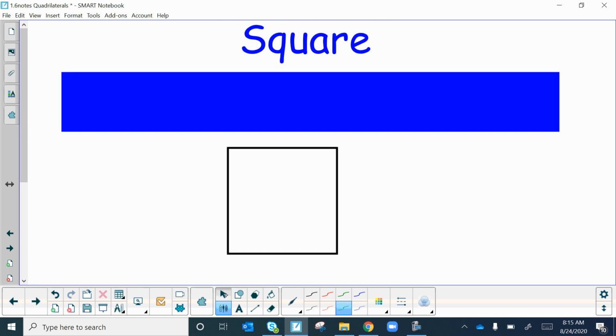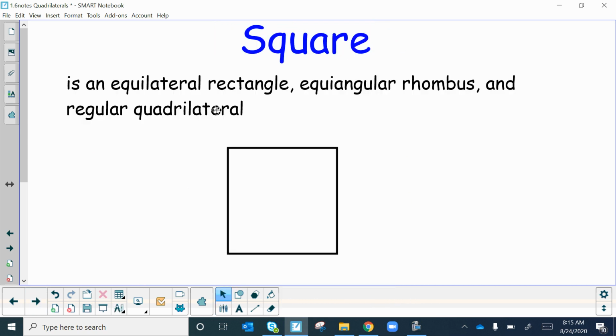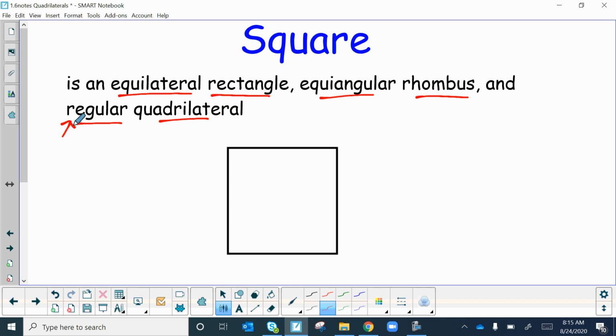The last one that we want to talk about is the square. This one's the most special of them all, because it has all the properties of all the other figures. It's an equilateral rectangle, so it has all the properties of a rectangle. It's an equal angular rhombus, so it has all the properties of the rhombus. And it's a regular quadrilateral. Remember, regular means equal angular and equilateral. So don't forget that one. We went over that in the last section.